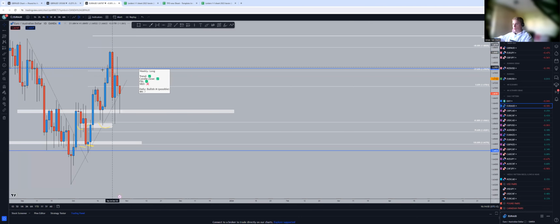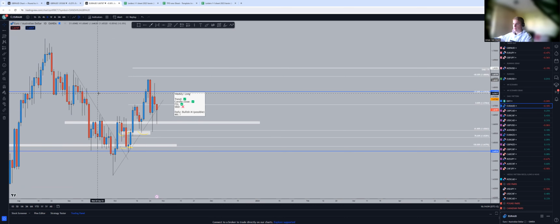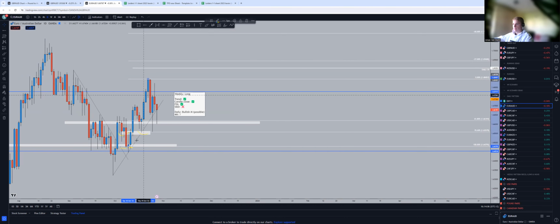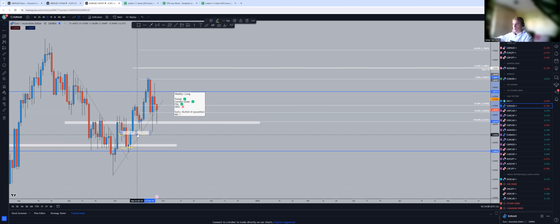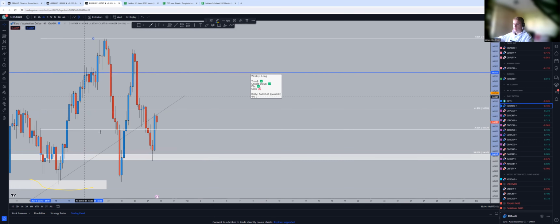So Euro AUD, what can we see? We had here that bullish M on Euro AUD like this. Did we have a pattern? No, we tapped these daily lows. We didn't have a clear pattern, so no.